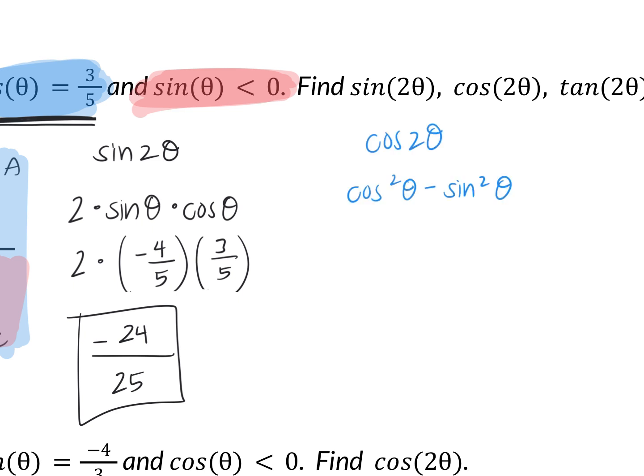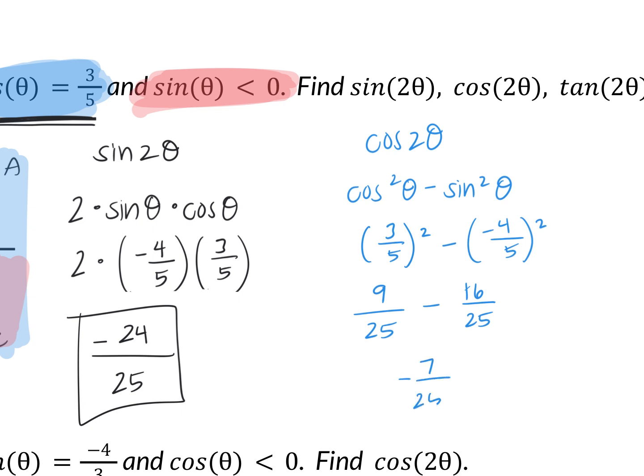And then from our triangle we just drew, cosine is 3/5. So I would have 3/5 squared, and then sine squared, that is negative 4/5 squared. Okay, from here when I'm simplifying, make sure you square both the numerator and the denominator. So this is going to become 9/25. And then what's my second fraction squared going to be? 16/25. Okay, subtract those and I get negative 7/25.